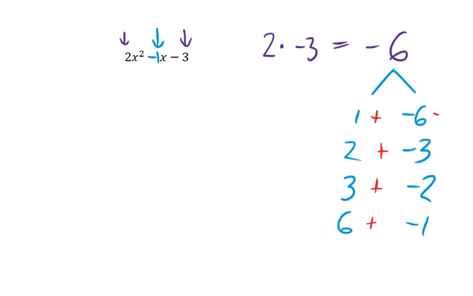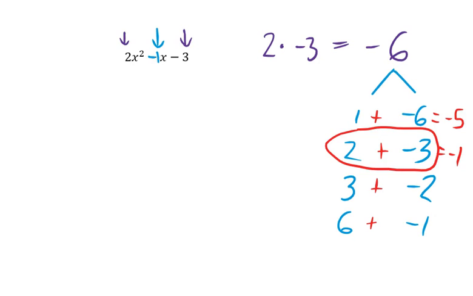So 1 plus negative 6 is negative 5, that's not what I'm looking for. 2 plus negative 3 is negative 1, winner. 2 and negative 3 are the numbers I'm going to use. Unlike the easy version of the problem where there's no leading coefficient, where I could just throw 2 and negative 3 into parentheses, when there's a leading coefficient, I use these to rewrite the problem.